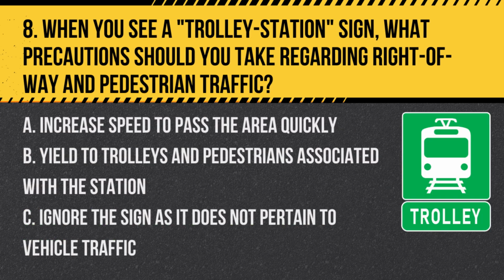Question 8. When you see a trolley station sign, what precautions should you take regarding right-of-way and pedestrian traffic? A. Increase speed to pass the area quickly. B. Yield to trolleys and pedestrians associated with the station. C. Ignore the sign as it does not pertain to vehicle traffic.